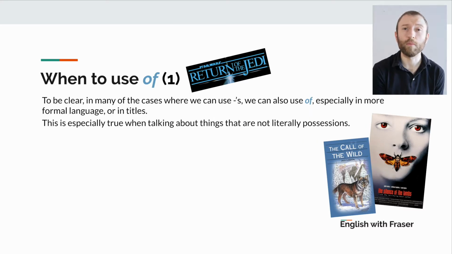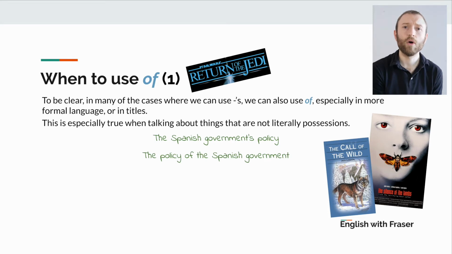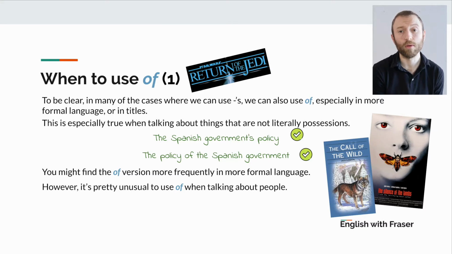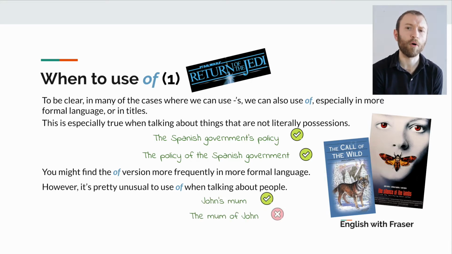And this is especially true when we're talking about things that are not literally possessions. To take two examples here, the Spanish government's policy or the policy of the Spanish government. To me, they sound both equally correct, although you might find the of version more frequently in formal language. Note that it is pretty unusual to use of with people. So we tend to say John's mum, and it sounds pretty strange to say the mum of John. You'd be, in my opinion, unlikely to ever hear that from the mouth of a native speaker, at least.